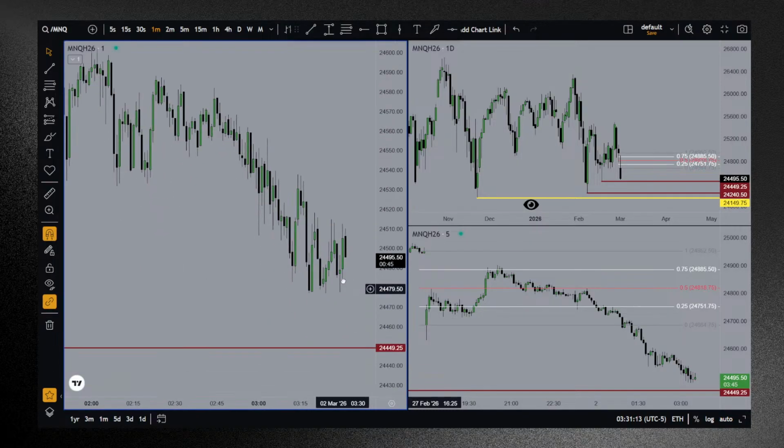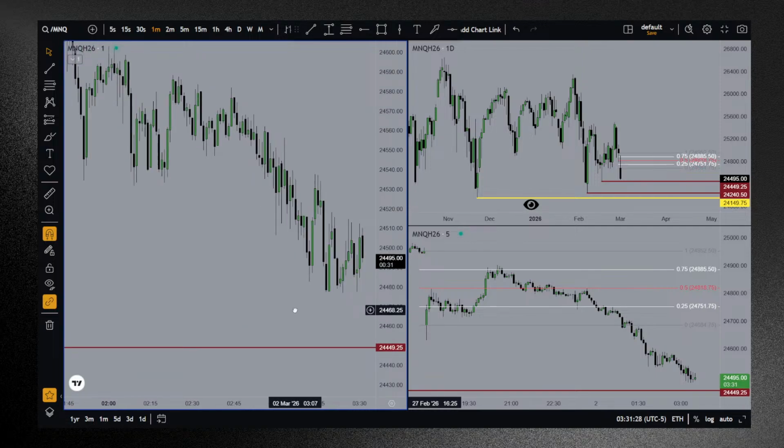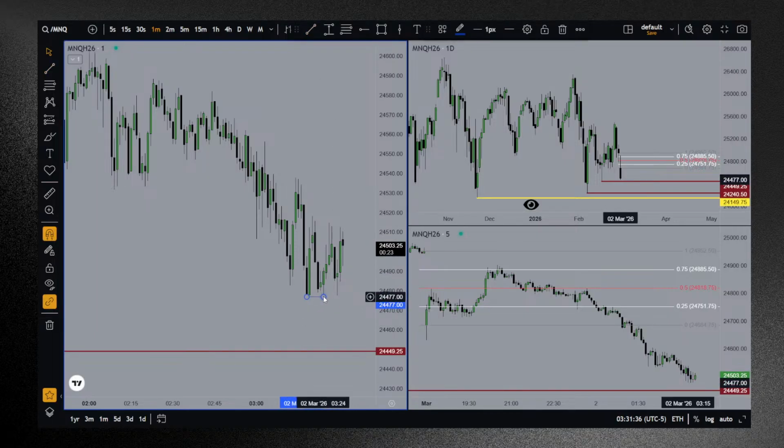Nonetheless, the near-term draw is here, 24,449 and a quarter. So it's roughly 50 handles away from the market price right now, and that's what I'm watching the price gravitate to. We have a nice little pool of relative equal lows right here, so let me annotate that.